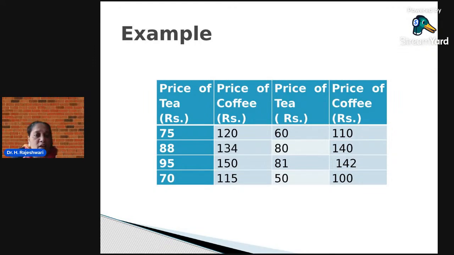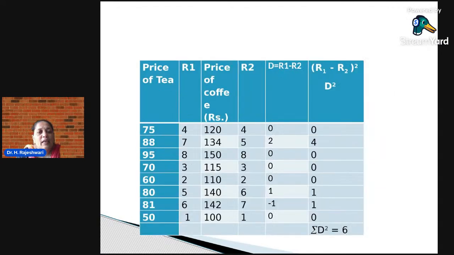For the sake of space, I have written it in two different columns. In the examination also they may give it like this. But it doesn't mean that there are only 4 observations. No, totally there are 8 observations. That means I can write it like this. Now it is very clear to you. Price of tea I have written here, price of coffee I have written here. There are 8 observations. Is it okay?